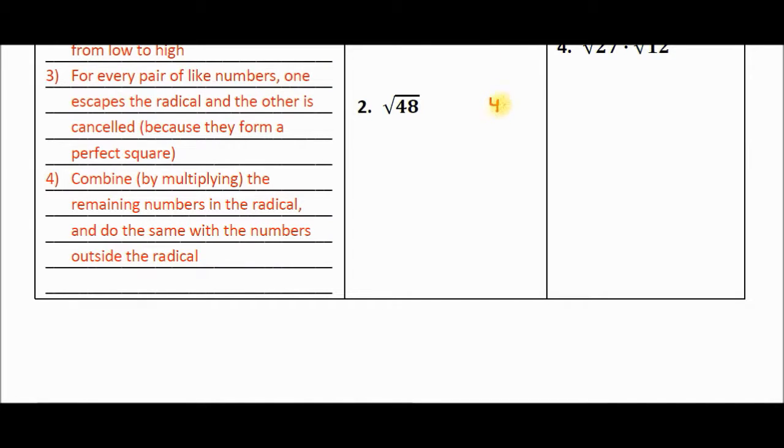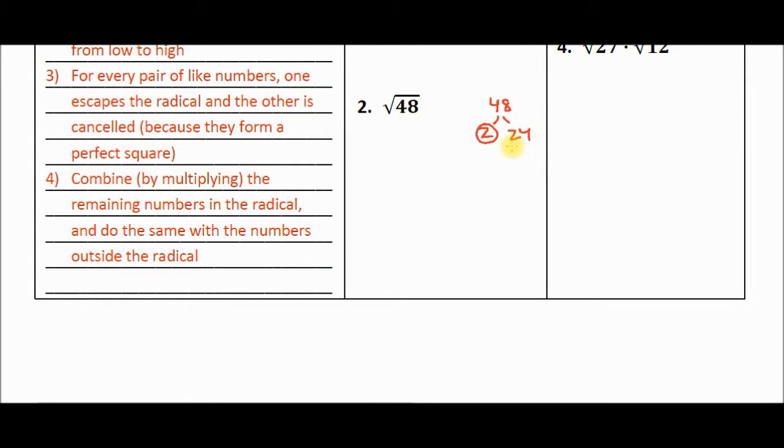So I'm going to write the number 48. And I know that this is an even number. That means 2 must go into it. And if you look at your calculator, 48 divided by 2 is 24. 2 is a prime number, so we are done with that one.